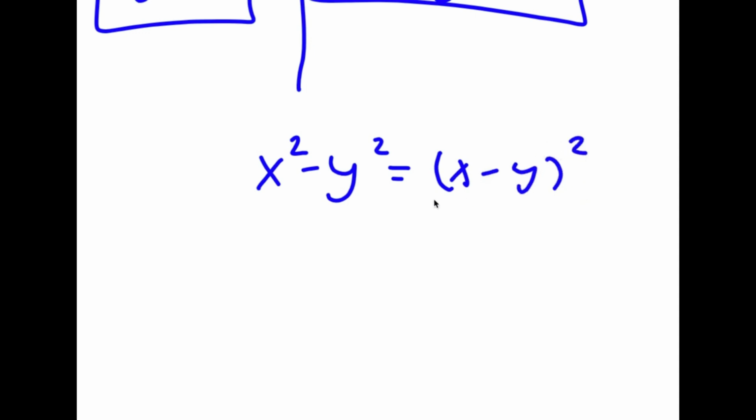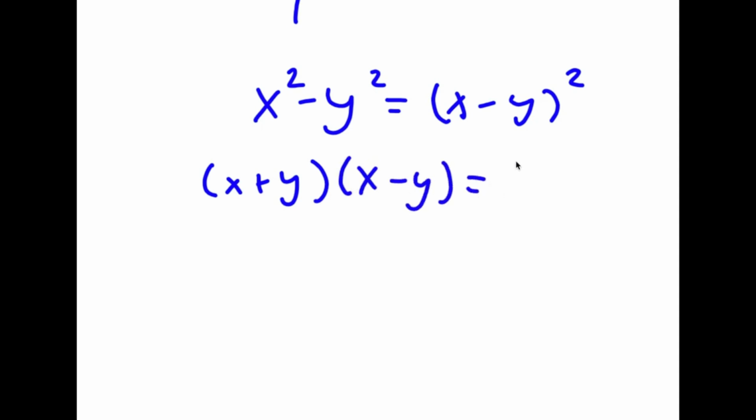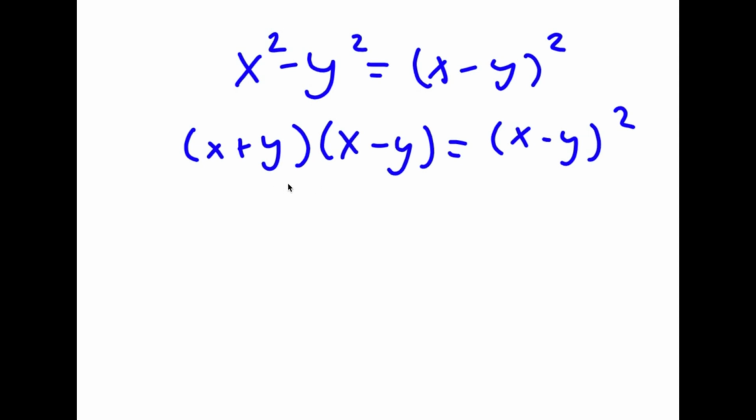Now, I have another method of solving this. I have x squared minus y squared is equal to (x minus y) squared. So now I'm going to rewrite x squared minus y squared as (x plus y) times (x minus y). And now I'm going to divide both sides by x minus y.